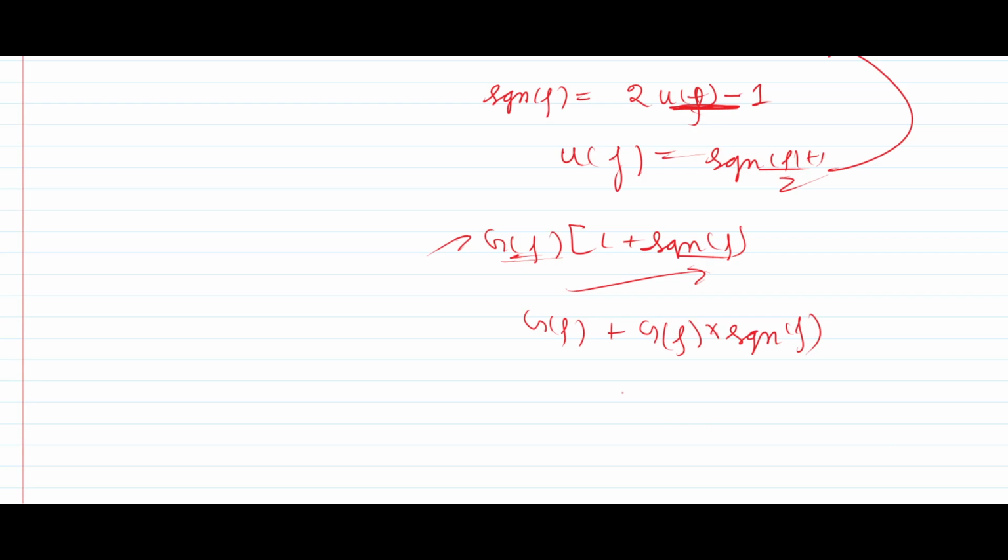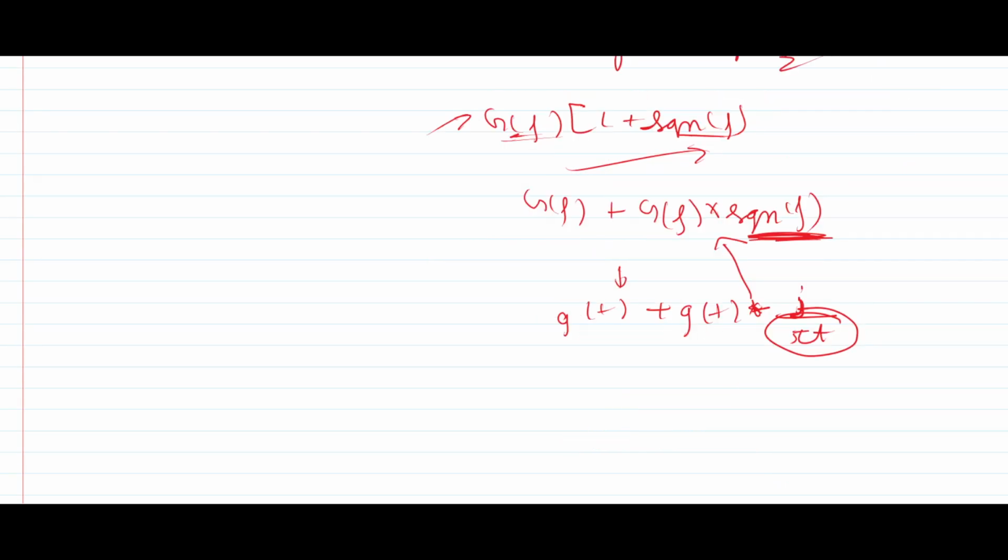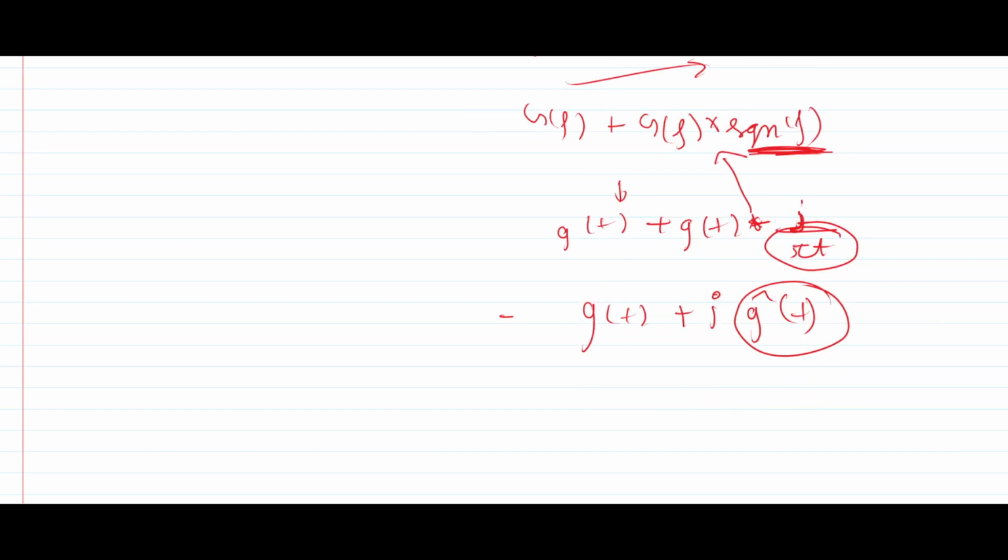Taking it back into the time domain, what you get? g(t) plus g(t) into, convolution becomes multiplication. And what is the inverse Fourier transform of the signum function? It is j upon pi t. And what is 1 upon pi t? Leaving j aside, 1 upon pi t, as we have discussed in the previous video, is the Hilbert transform. So it is g(t) plus, taking j outside, into g cap(t). G cap(t) is the Hilbert transform. I'm writing the positive part, so g+(t).